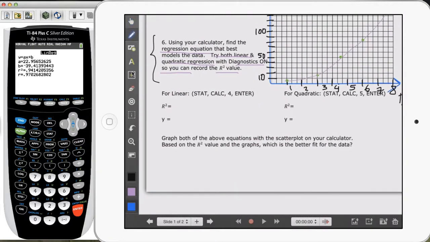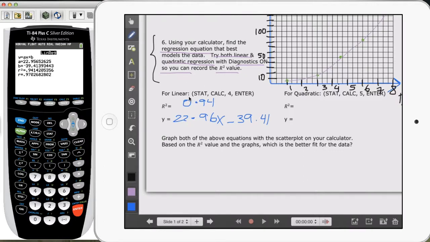So our equation, let's round to the nearest hundredth here, just for the sake of the problem. So I'm gonna say 22.96x minus 39.41, and as for the R squared, I'm also gonna round to the nearest hundredth, and I got a 0.94. And again, we're gonna discuss in a minute what the R squared means.